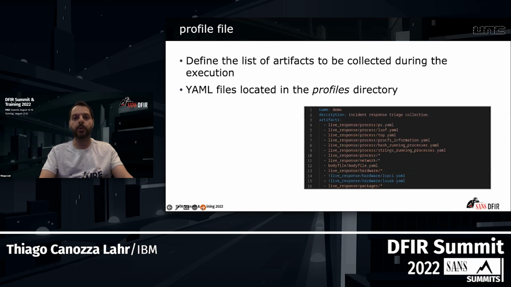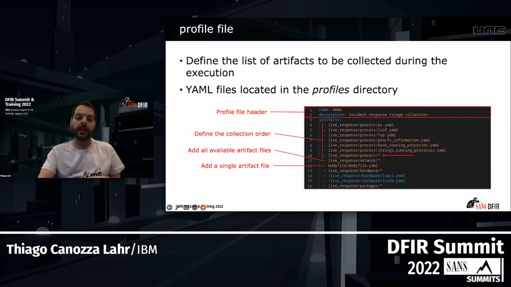And then we have the profile file. The profile file is used to define the list of artifacts that will be collected. It's also a YAML file. So the profile file has a header, and has the list of artifacts that will be collected in the order they will be collected. Okay, so volatility information first. Then you can add a group of artifacts. You can add a single artifact file. You can even select a whole folder and then exclude some specific artifacts as well. Okay, so it's very customizable.